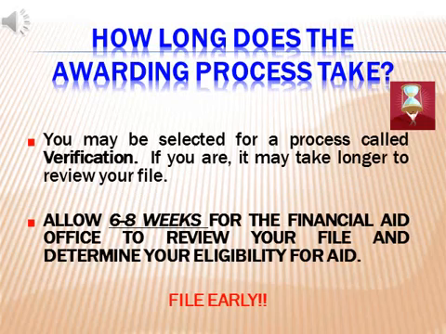How long does the awarding process take? You may be selected for a process called verification. If you are, it may take longer to review your file. Allow 6 to 8 weeks for the Financial Aid Office to review your file and determine your eligibility for aid. So file early.